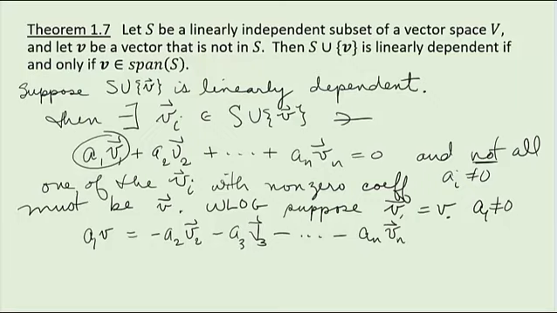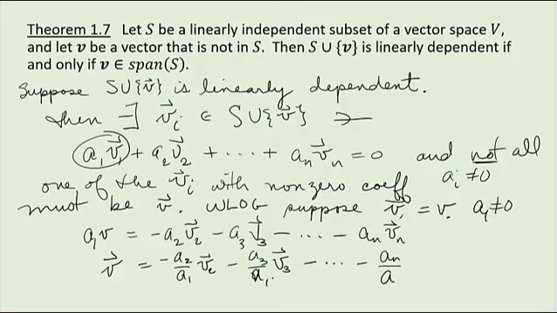And we can solve for v. a1 is not 0, so I can divide by it: v equals minus a2 over a1 v2 minus a3 over a1 v3 minus ... minus an divided by a1 vn. We have just written v as a linear combination of vectors in S. So we can conclude that v is in the span of S. And that's what we wanted to prove.